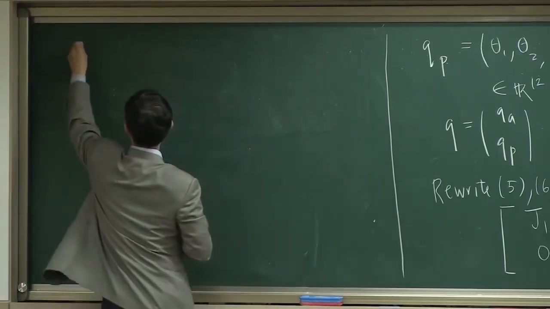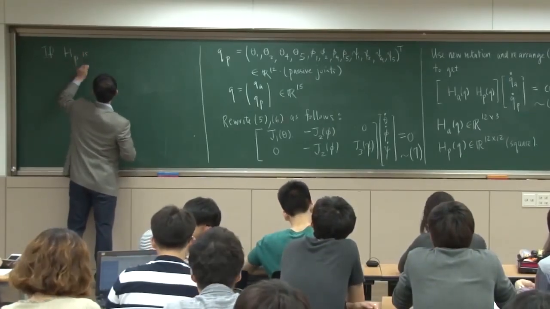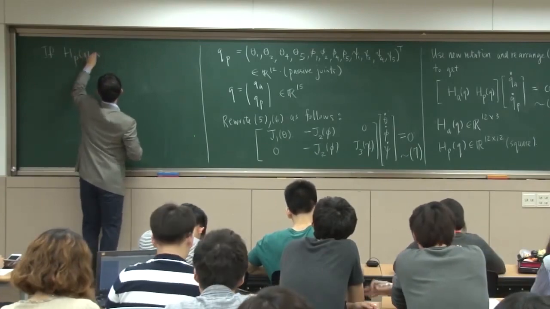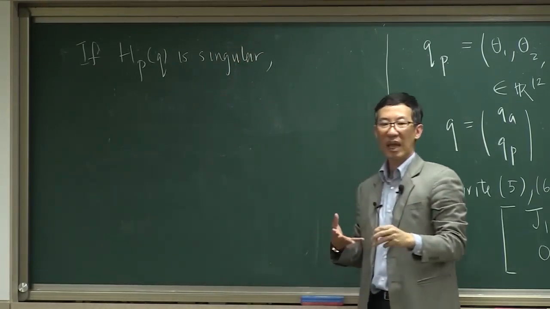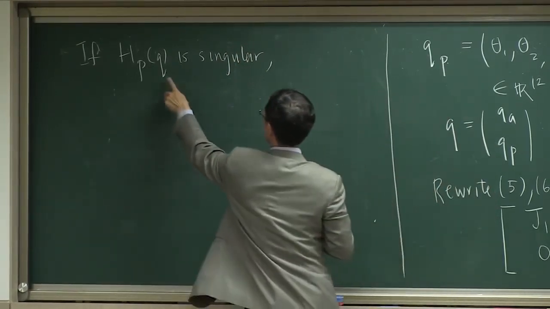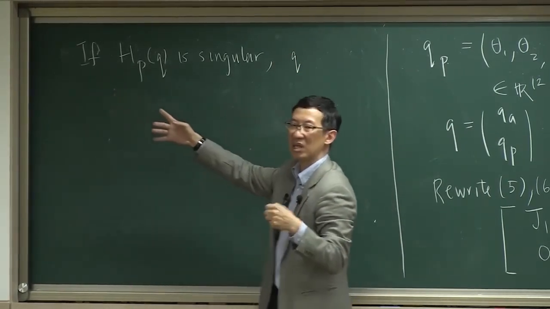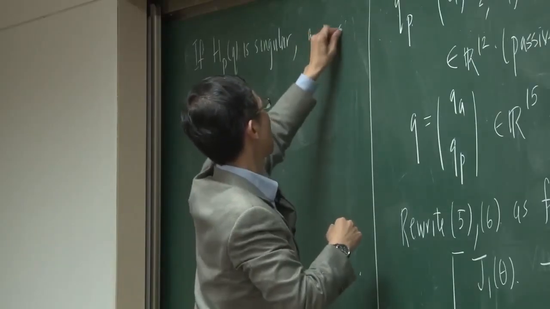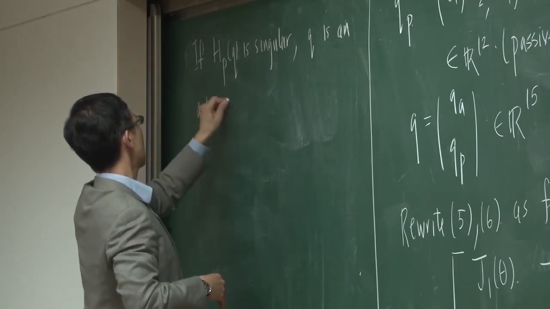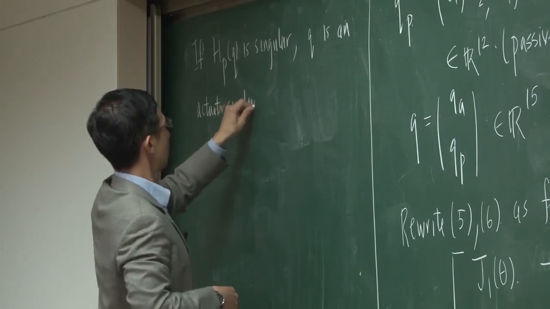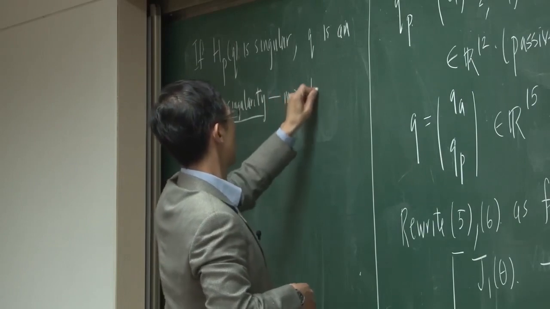We're going to come back to that, but let me just make a remark now. If HP sub Q is singular, we have what's called an actuator singularity. The value Q at which HP is singular is called an actuator singularity. So we'll come back to this more later.